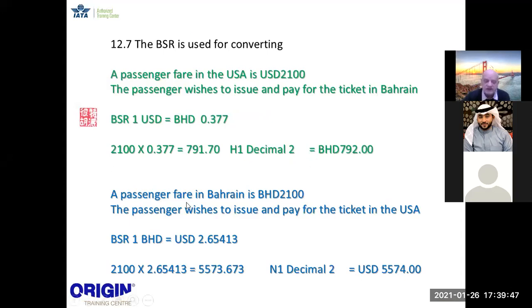Let's have a look at this one. A passenger is in Bahrain. So now they're going to start their journey in Bahrain, but someone's going to pay for the ticket in the USA. Okay. Again, when you get the Sabre thing, it's always multiply. If you get the BSR for another transaction, maybe it's multiply, maybe it's divide. But if you get it from Sabre, it's always multiply. So the BSR 1 BHD equals 2.6 USD. So the Bahrain dinar fare is 2,100. Multiply by that, we get that.